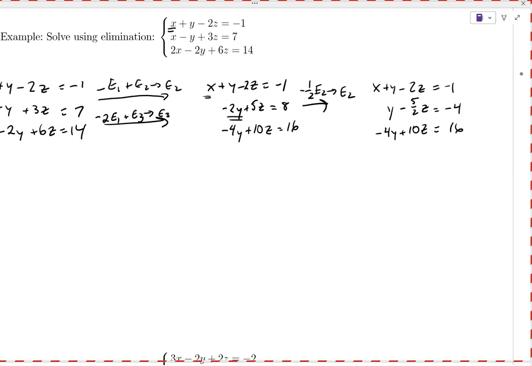now what do we need to multiply this y by to make this negative 4y go away? What do we add down? What do we need to multiply this by? Positive 4, right? So the next step will be take 4 times equation 2, add to equation 3, and replace equation 3.